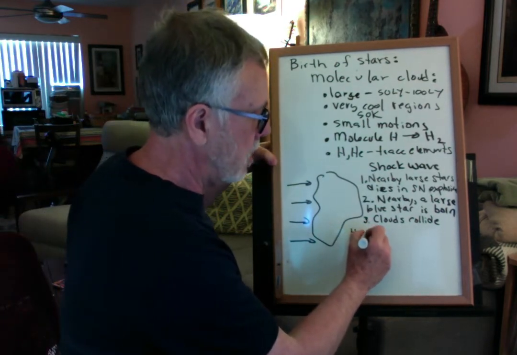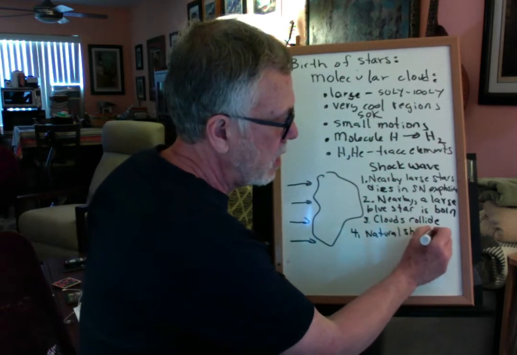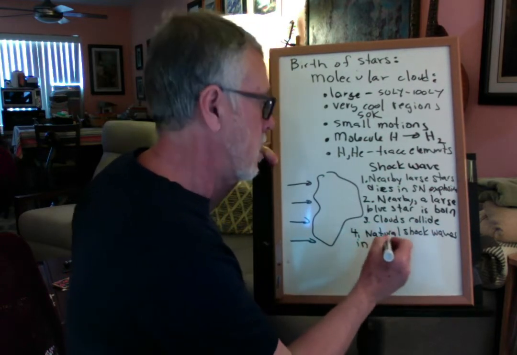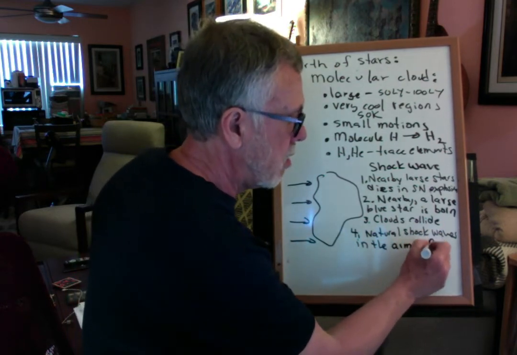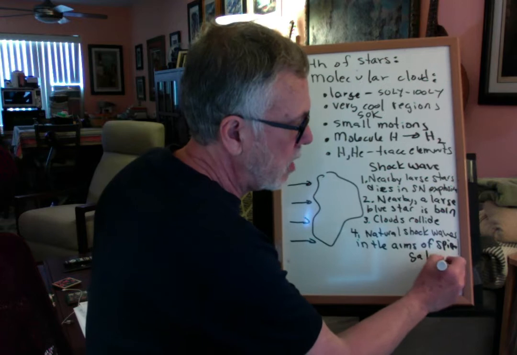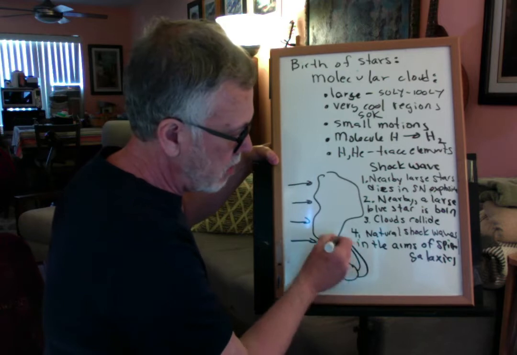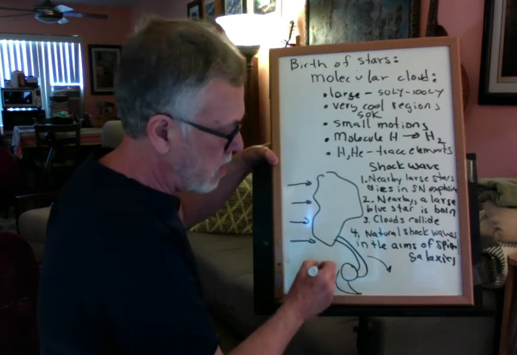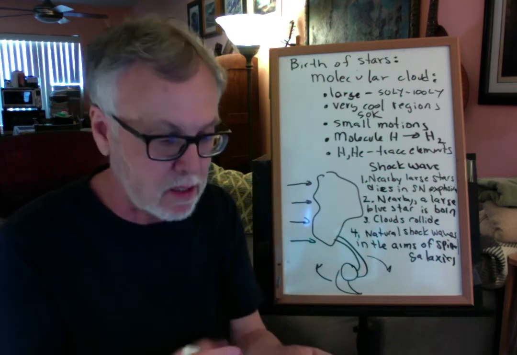Number 4 is that there are natural shock waves in the arms of a spiral galaxy, like the Milky Way. So you have this central region of a spiral galaxy. Here's an arm, here's an arm, and these will naturally spin around. And as they spin, they interact with the gas and dust that are out in space.